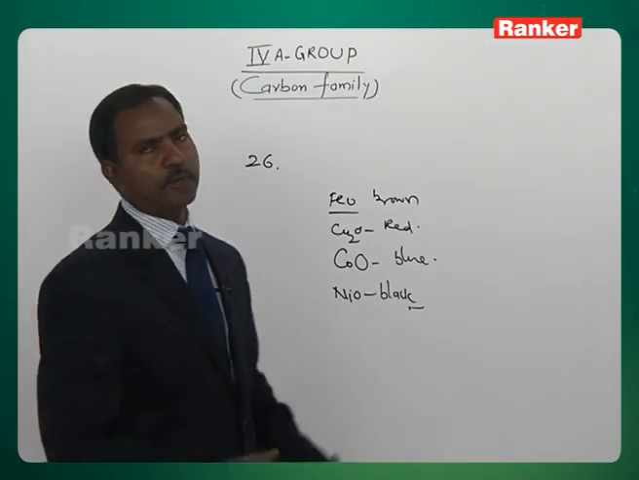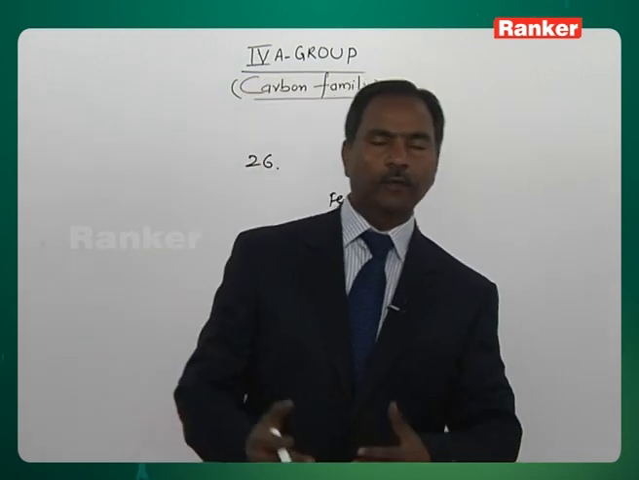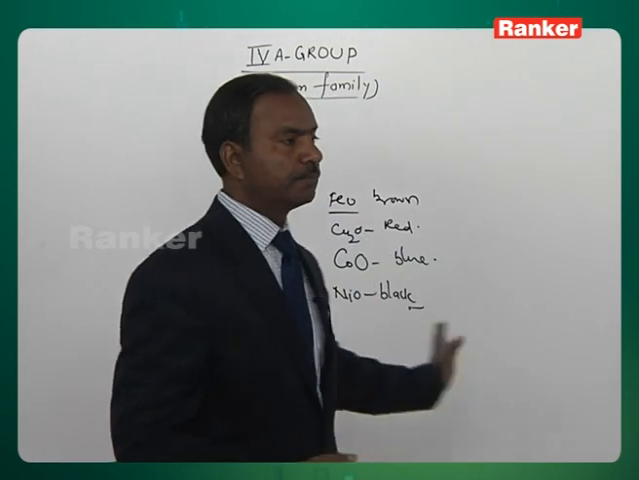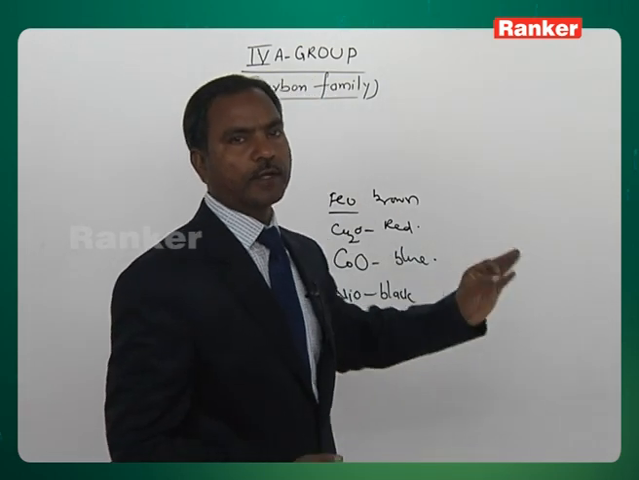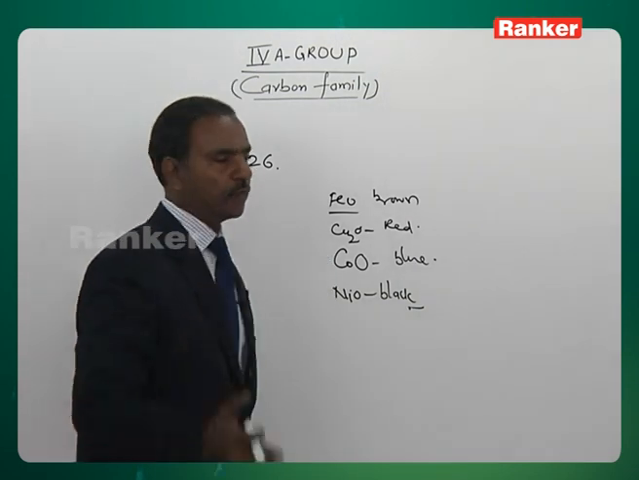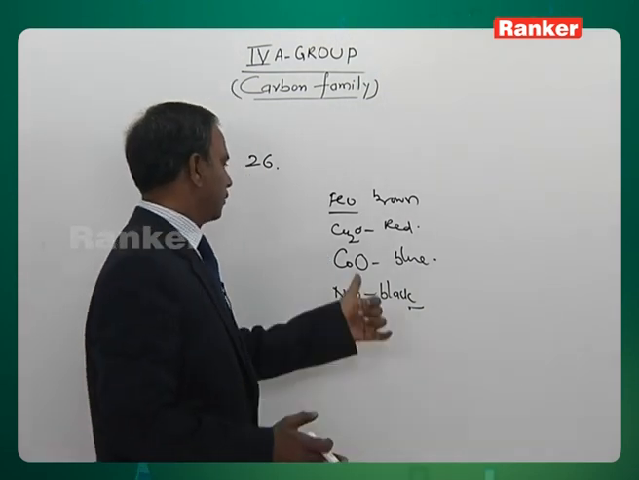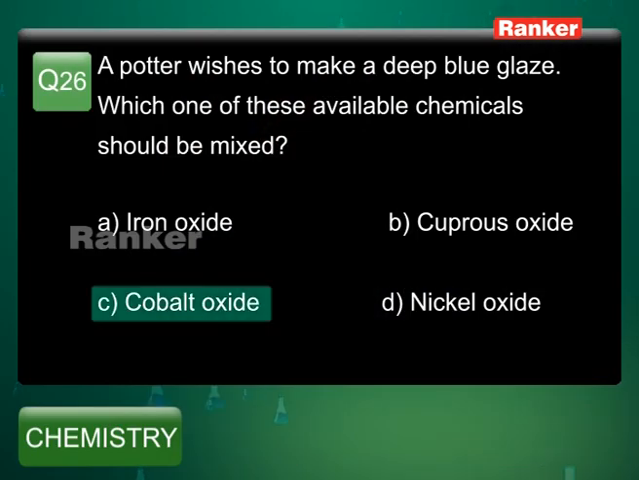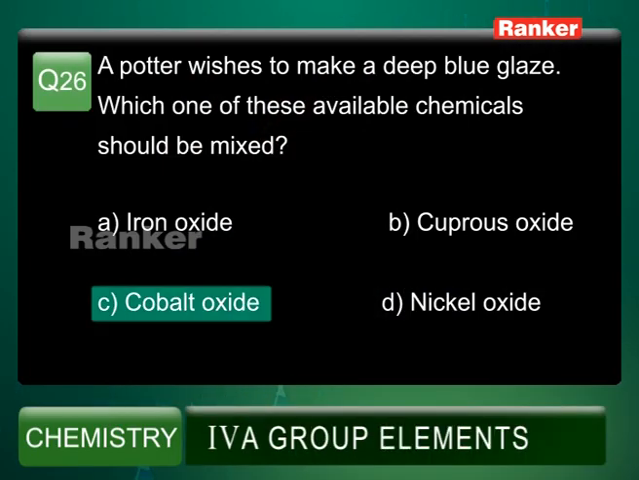These are the colors. Many components are used to get different colored glass, and which component gives a particular color, many are there, you have to remember. Whatever is in the question that I mentioned, but if you want blue color, then you have to put only cobalt oxide. Question number 26, answer is C.